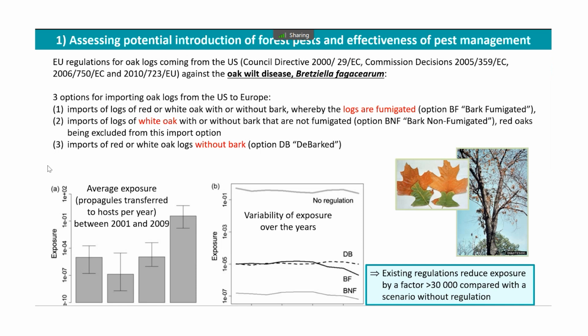So you can see on the figure on the left the results: the average exposure of European trees between 2001 and 2009. Please note that the y-axis is on a logarithmic scale. And I've considered a fourth scenario here, which is a hypothetical scenario without regulation. The figure in the center is the same, but showing the variability among the years. So we can see that existing regulations can reduce exposure by a factor of more than 30,000 compared with a scenario without regulation.